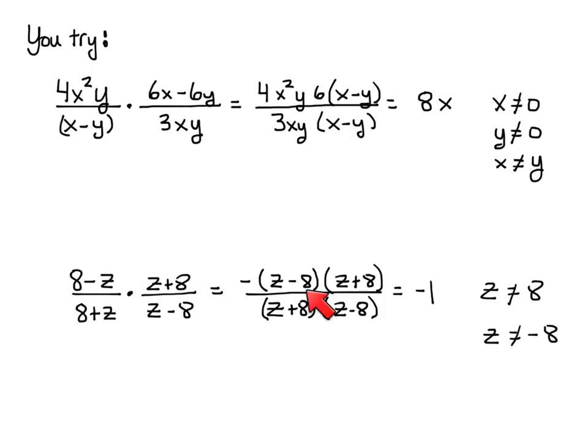So this z minus 8 used to be 8 minus z with a negative sign in front of it. So if you distribute that negative sign, you'll see you get negative z plus 8, which is just commute it and you get the other way around. Okay?